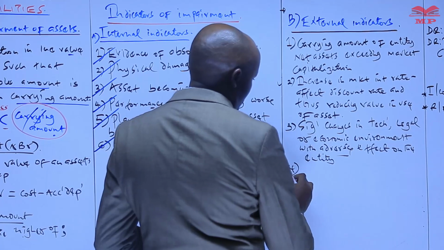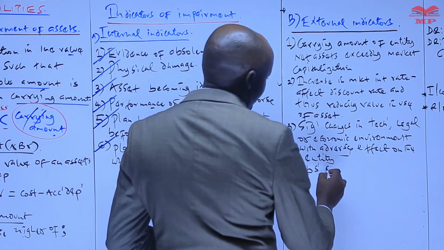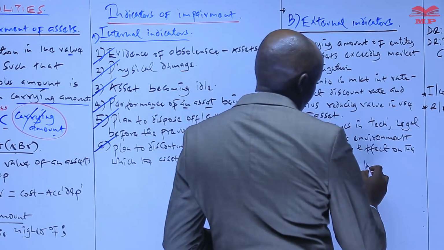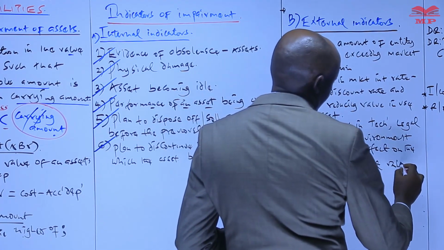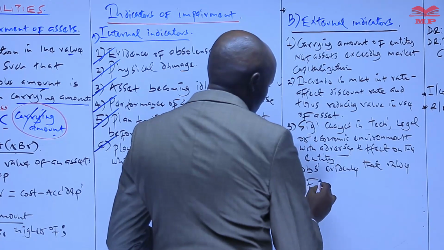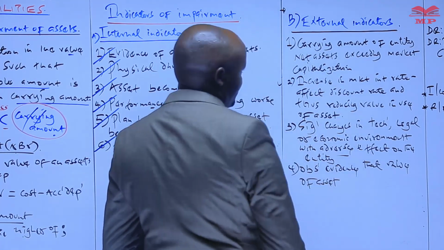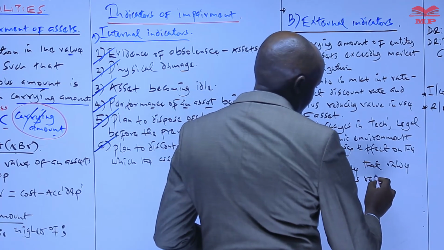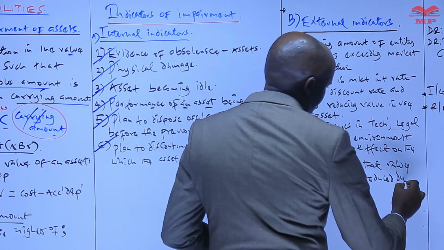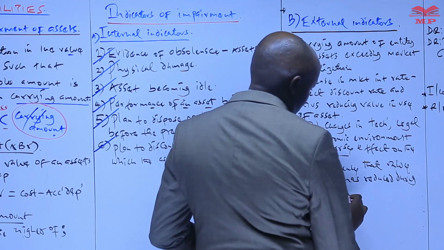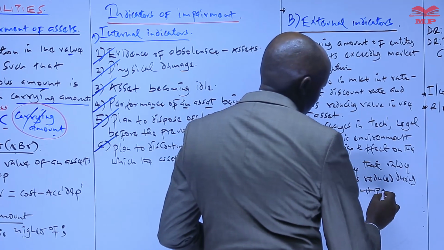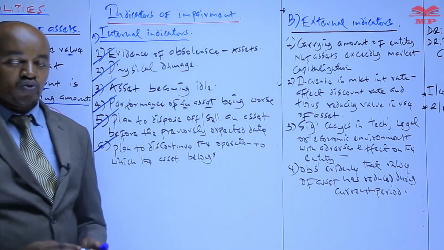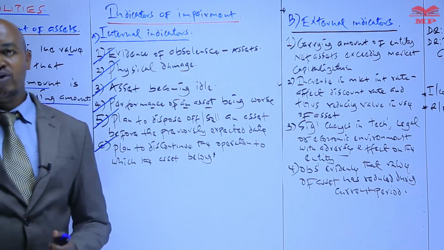And number 4 is observable evidence that the value of an asset has reduced during the current period. So all these are external factors which could indicate or which could show that the asset may be impaired.